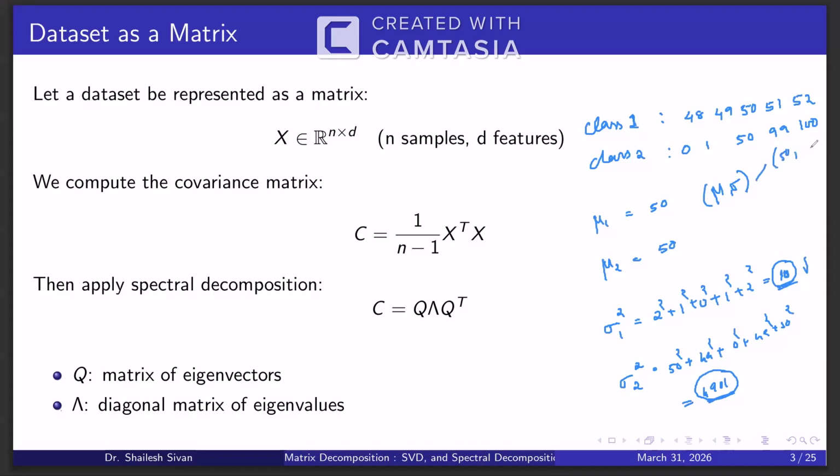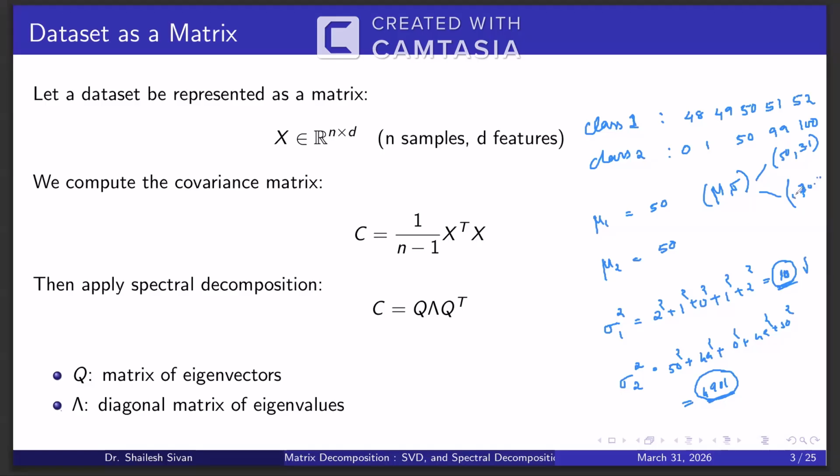Root 10, 3 point something. But I think we have some n also coming, n or n minus one, in the formula, right, sir? Yes, divided by n. But that is a proportional value, right? Yes. I can consider this as maybe 5000. Root of 5000 will be around 70 point something.